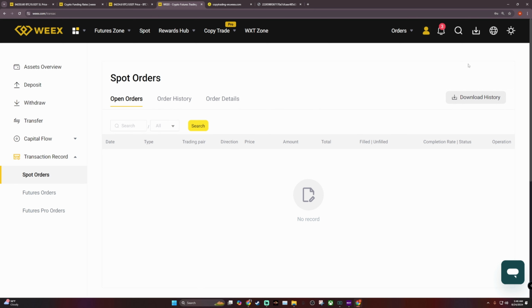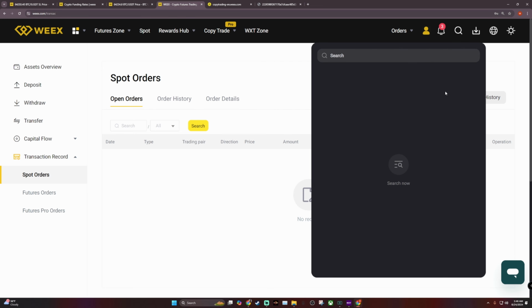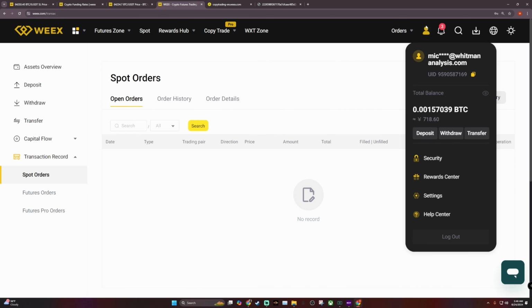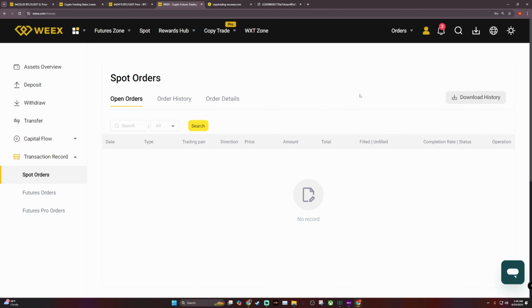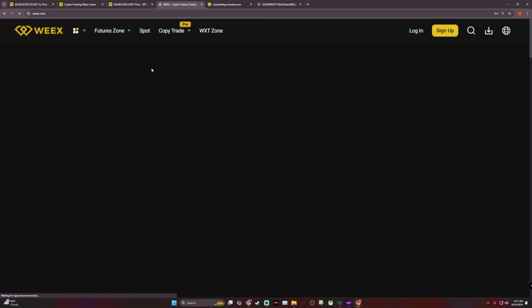Now, over here, you're going to have your alert system. We already talked about that type of stuff. But if you go over here to your little icon here, you can go down and you can see your UID number. This is basically just saying, hey, this is your user ID right there. You can see security, reward center, settings, help center, and of course you can deposit, withdraw, and transfer any money that you guys want to in and out. It's usually a pretty easy process to get your money in and out. It doesn't take too long, but you guys will need an authenticator from Google, so just make sure you guys understand that, okay? So that's a basic tutorial of Weex.